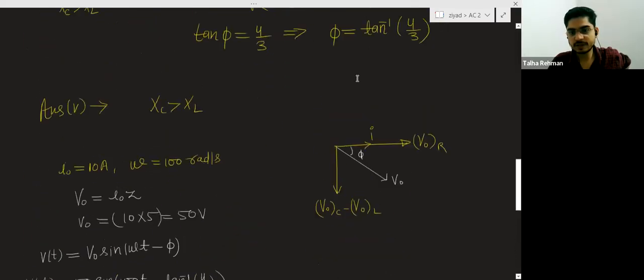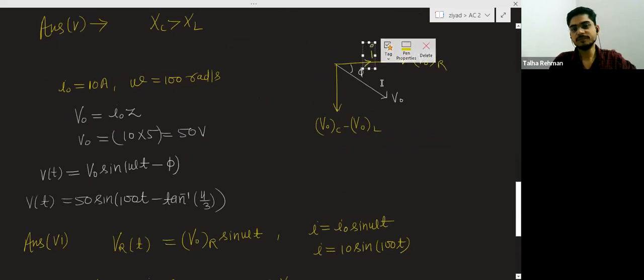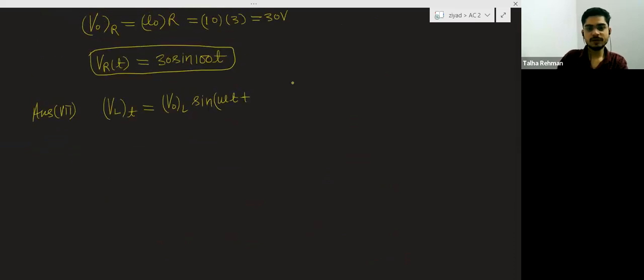See, this diagram is phi and this is current I. So this is your phi. So basically phi is tan inverse of something. We want to write the equation of the voltage: sine omega t plus phi plus 90 degree. Okay, so we can find this V naught L.